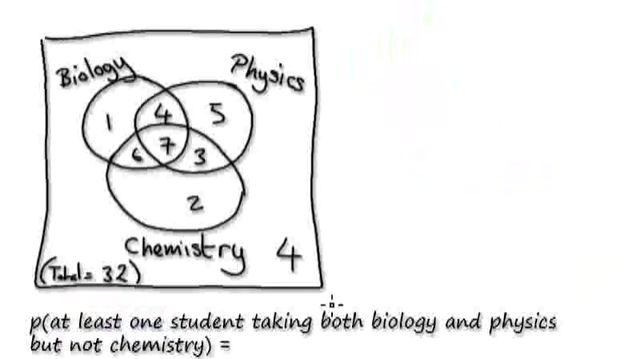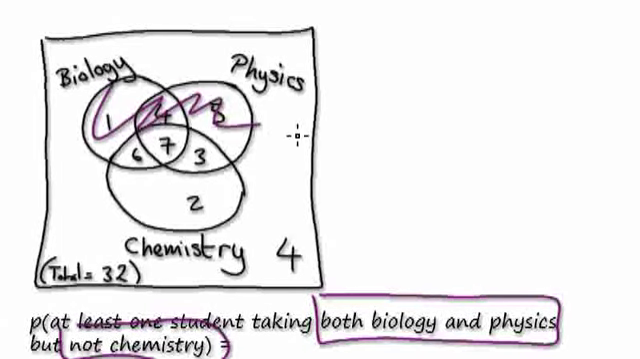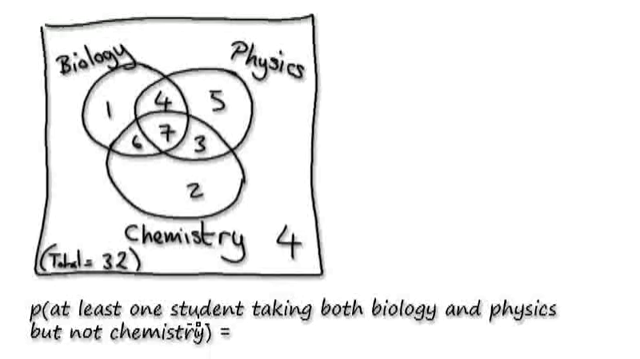Okay, so you just got to learn to break up the question and try and understand it bit by bit, taking both biology and physics, but not chemistry. Well, you know it's going to be this part, and then you've got to combine the Venn diagram with the tree diagram in order to answer this question. So press pause and have a go.